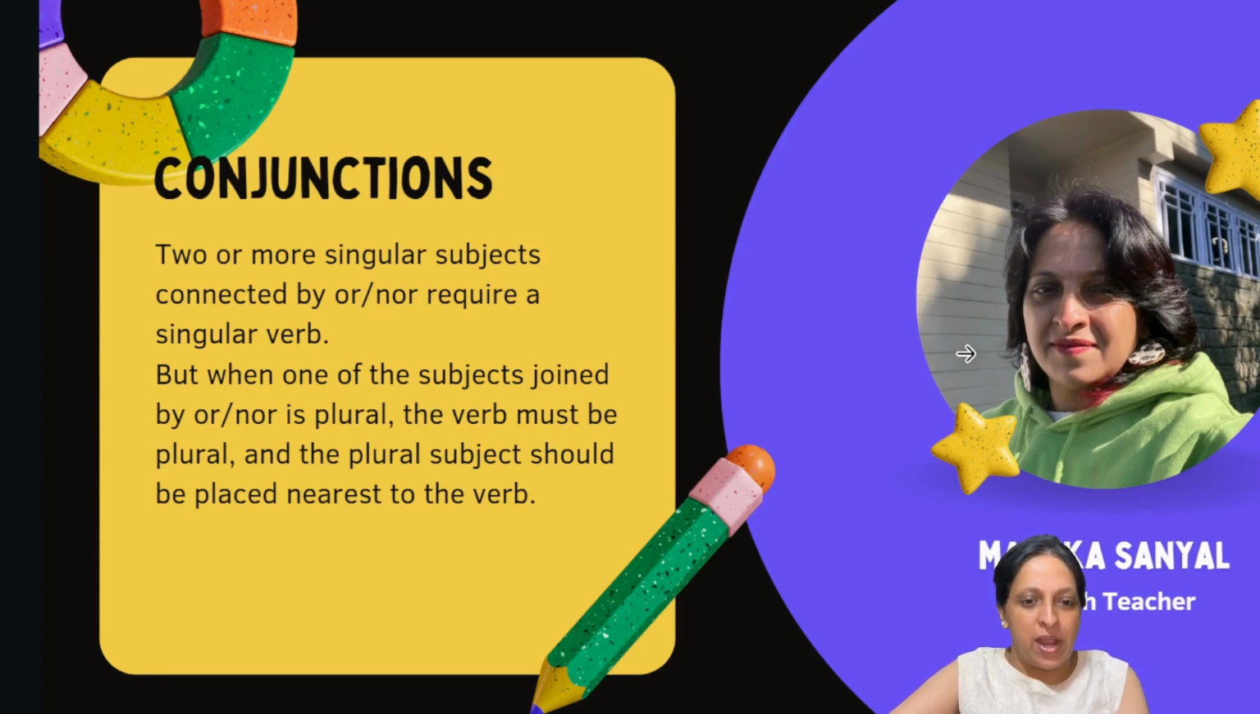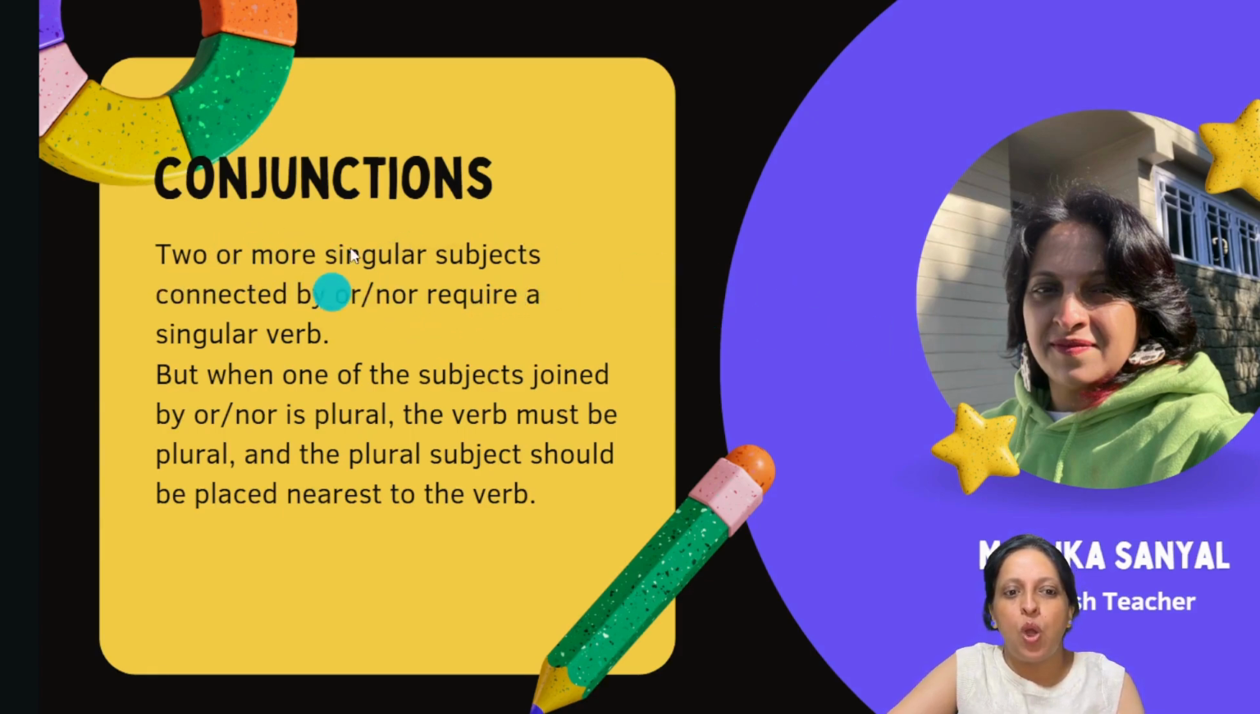Now, let us check what is given on the screen. So, what does it say? Two or more singular subjects connected by or nor require a singular verb. Okay, but when one of the subjects joined by or nor is plural, the verb must be plural and the plural subject should be placed near the verb. Just keep in mind these two important things.